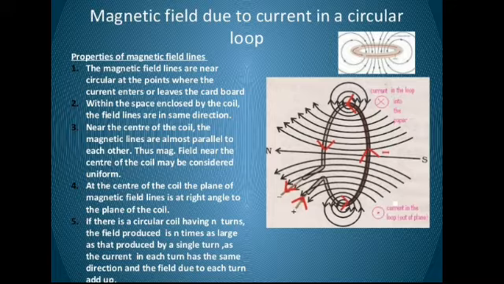So here we have the magnetic field lines near circular at the points where the current enters or leaves the loop. The magnetic field lines are in the same direction within the space that is enclosed by this loop. Near the center of the coil, the magnetic lines of force are almost parallel to each other. That means the magnetic field near the center of the coil is considered to be uniform. At the center of the coil, the plane of the magnetic field lines is at right angles to the plane of the coil.